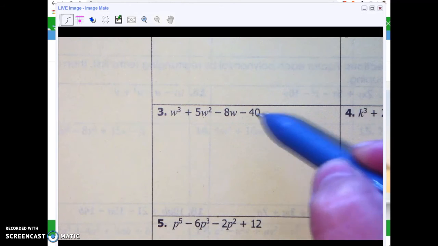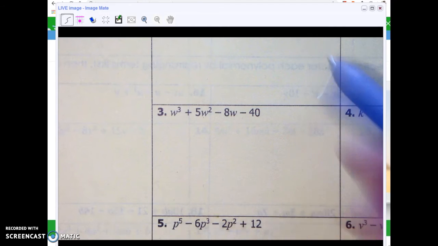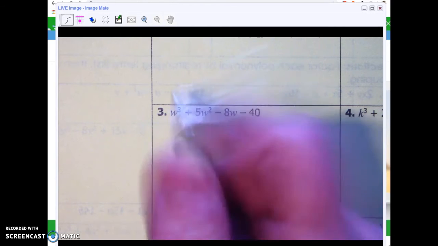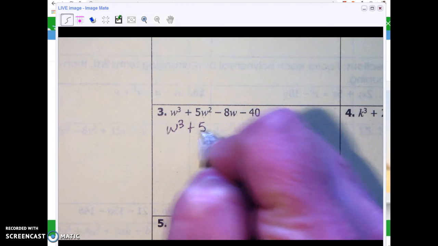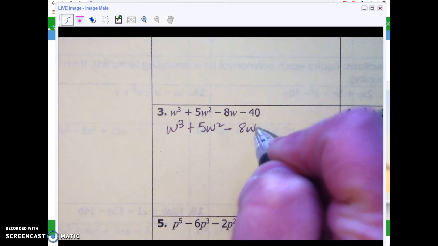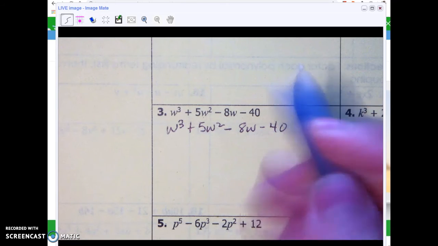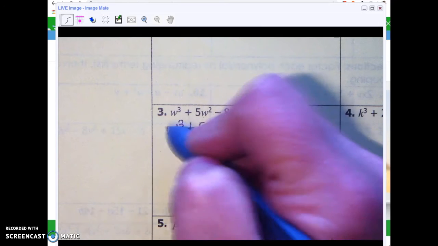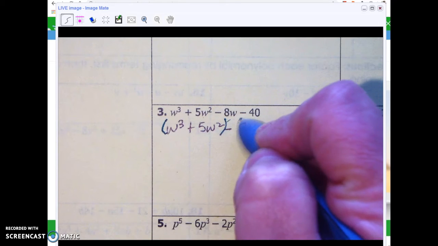But just remember that you want to be able to see the numbers so that when you get to the last step and you remultiply to make sure you got it right, you can see your original problem. Okay, so we had w to the third plus 5w squared minus 8w minus 40. So I'm going to group the first 2 together and the last 2 together.